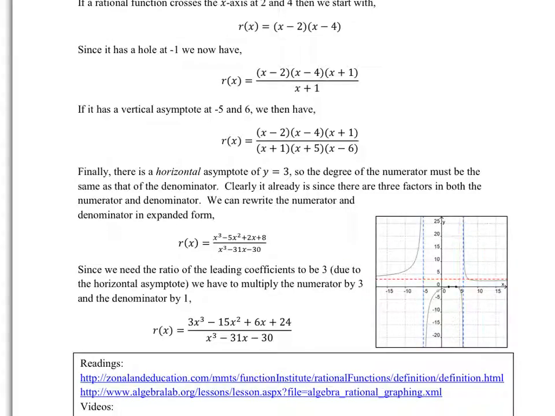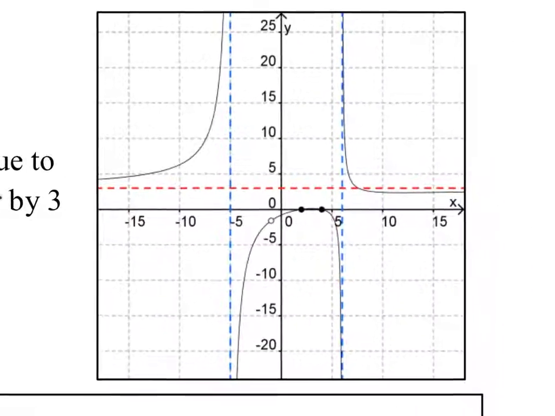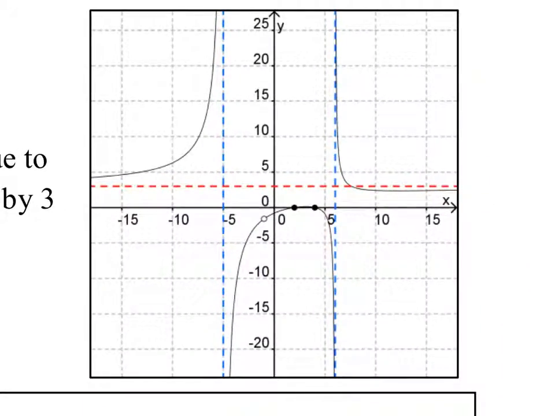And look at this real quick. Let's go through the characteristics. Charles, read me the first characteristic that the function needed to have. What was the first bullet point? It crosses the x-axis at 2 and 4. 2 and 4. Here we go. There's 2 and there's 4. Second characteristic. Niall, what was the second characteristic? There's a hole when x equals -1. And x equals -1 is right here.